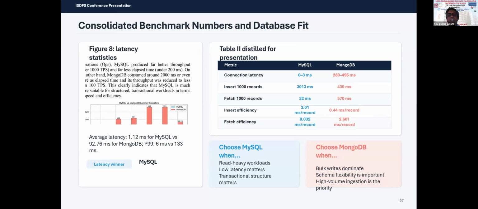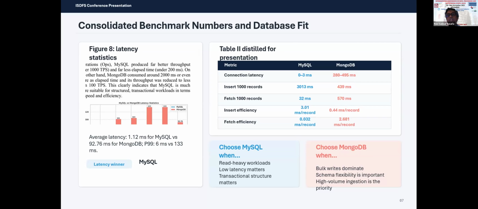So bottom line: for read-heavy workloads, where low latency matters and transactional structure matters, we generally choose MySQL. And when bulk writes dominate, schema flexibility is important, and high volume ingestion is the priority, then we go to MongoDB.